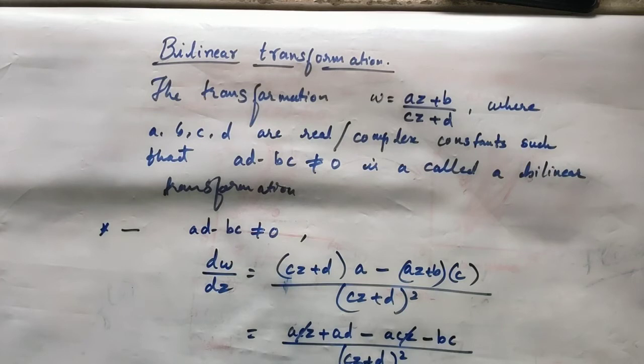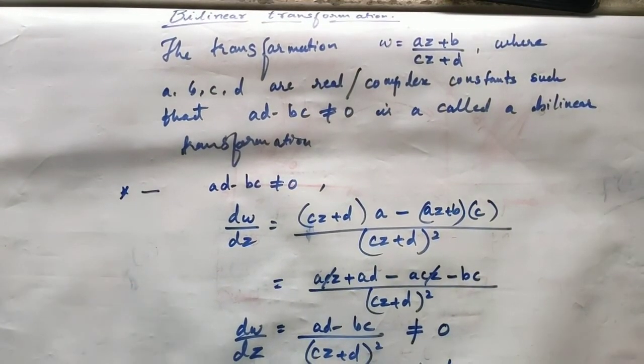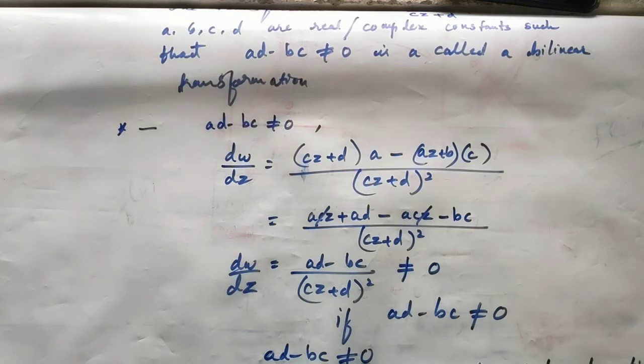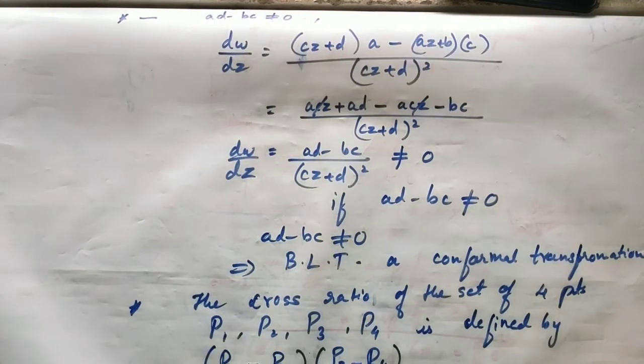The transformation W is equal to (AZ plus B) divided by (CZ plus D), where A, B, C, D are real or complex constants, such that AD minus BC should not be equal to 0. In that case, it is called a bilinear transformation. Why this condition is imposed, I told you, it is because if you take the derivative, you will have all this. If AD minus BC is equal to 0, then that Mobius transformation will not be conformal. It will be conformal only when AD minus BC is not equal to 0. Because of that condition, that BLT becomes a conformal transformation. Because of the definition itself, it is conformal.